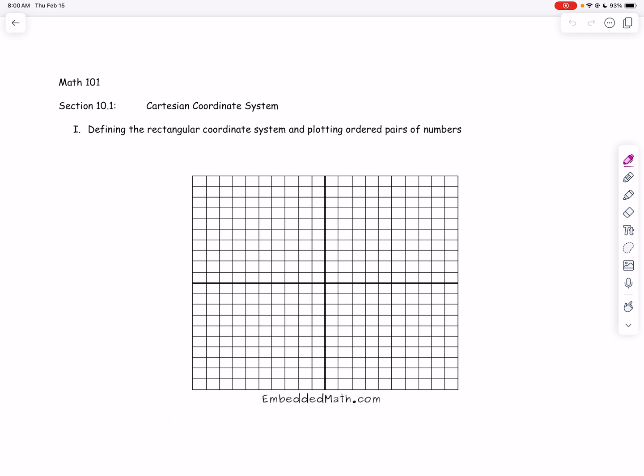So here we've got a grid, a Cartesian plane that is made up of two axes. We have a horizontal axis, which is the x-axis, and we have a vertical axis, which is the y-axis. And so everything about this is all about location.